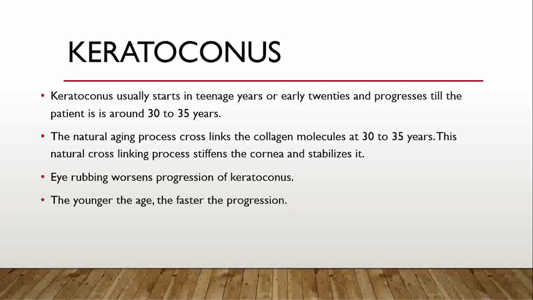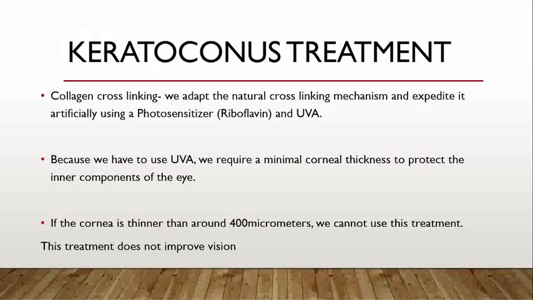The important thing is, when you reach the age of 30 to 35, maximum corneal stability happens. It's maximum cross-linking. Eye rubbing makes it progressively worse. So if you happen to have it starting at a very young age, the progression is faster and the prognosis is poorer. So it's important to catch it early.